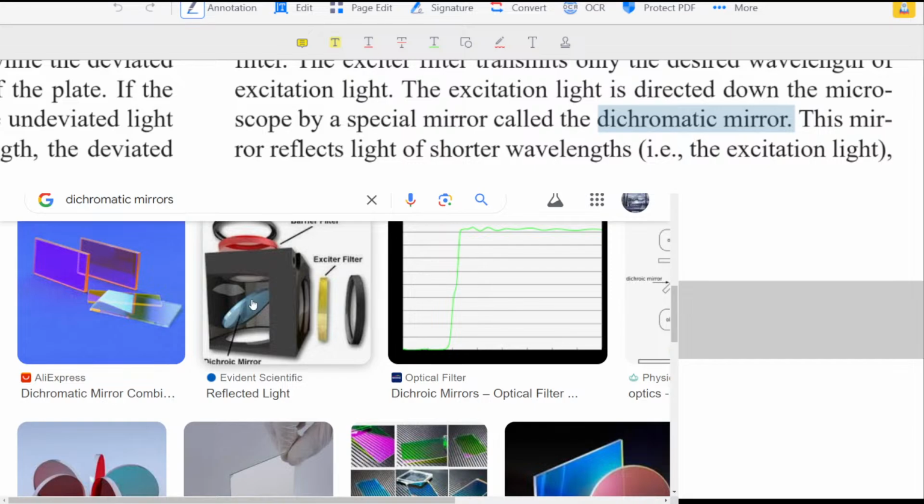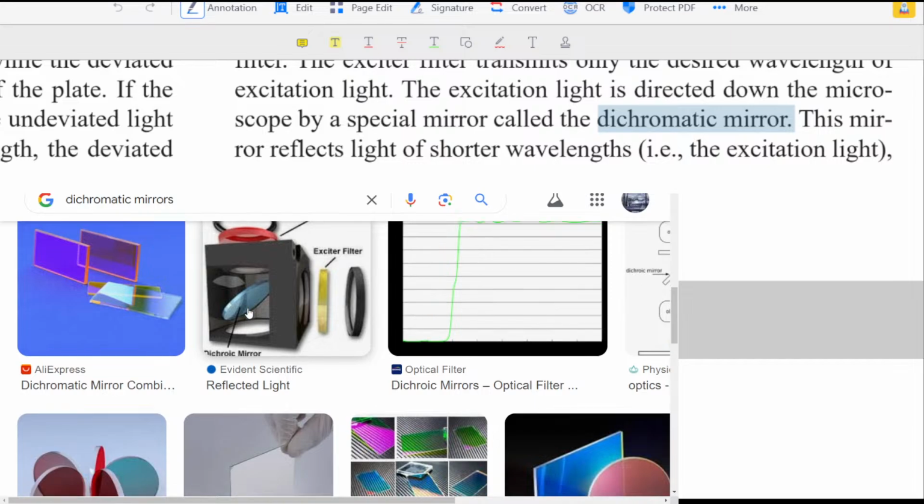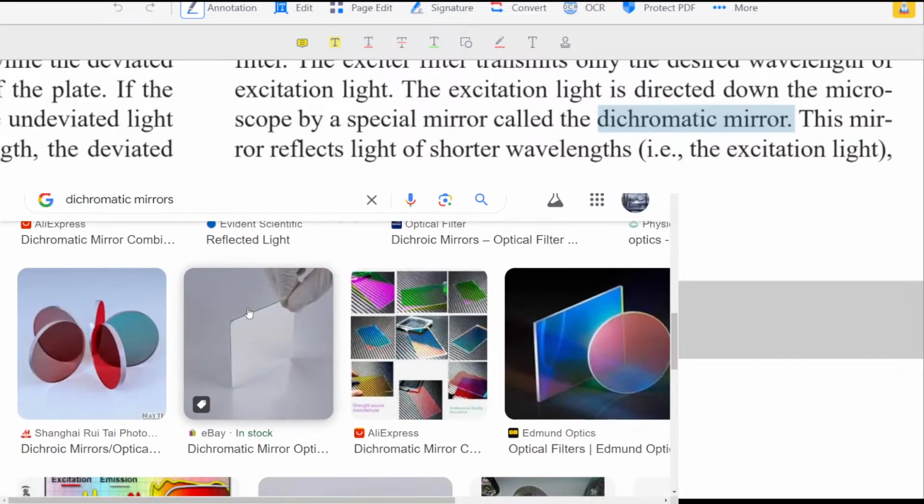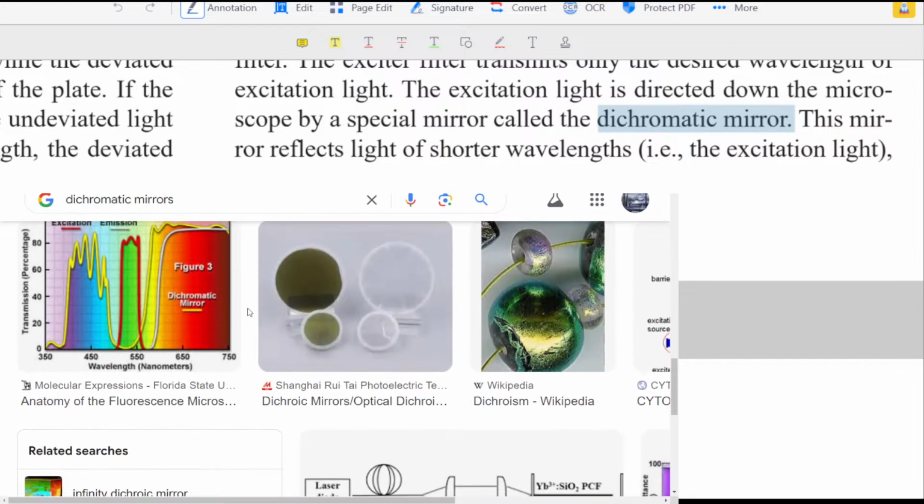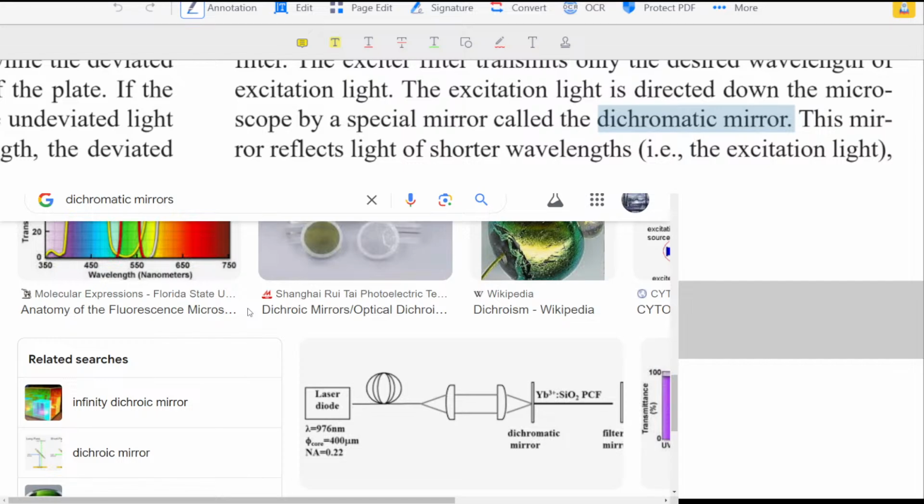From which angle does this look like a mirror? Mirrors are usually silver. What is this? Aren't mirrors supposed to be silver looking?